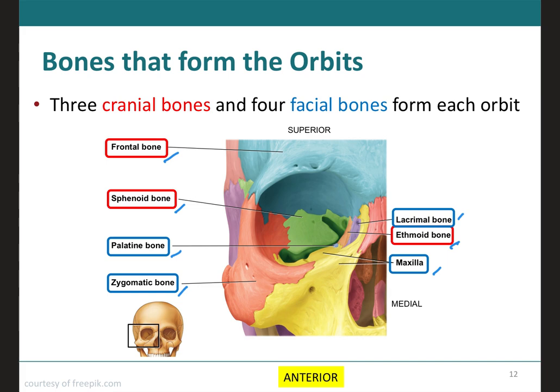As we can see from this image, the frontal bone, which is the blue colored bone over here, will form the superior part of the orbit. The lacrimal, the sphenoid, a little bit of the palatine, and a little bit of the maxilla will form the medial wall of the orbit. Next, we can see how the maxilla will also form the inferior medial portion of the orbit, and the inferior and lateral portion of the eye will be formed by the zygomatic bone.